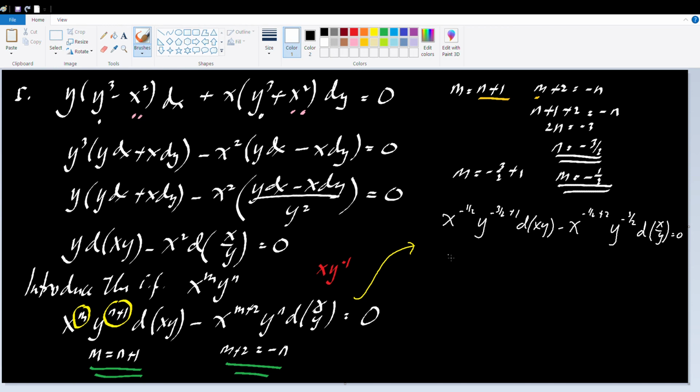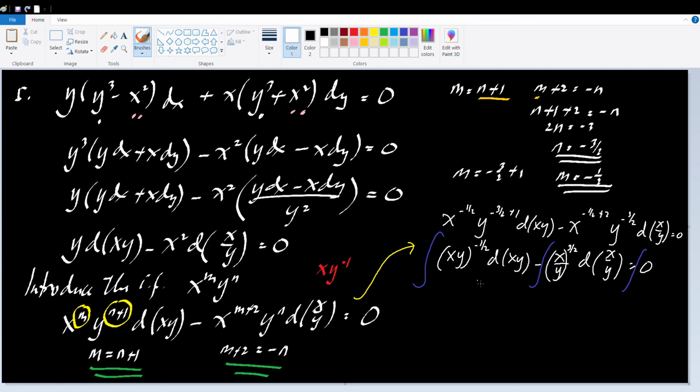So this is equivalent to xy raised to negative 1/2 differential of xy minus x to the 3 halves over y to the 3 halves, or x over y to the 3 halves, differential of x over y equal to 0. So the coefficient of the differential of xy is a power of xy. The differential of x over y is a power of x over y. We now integrate.